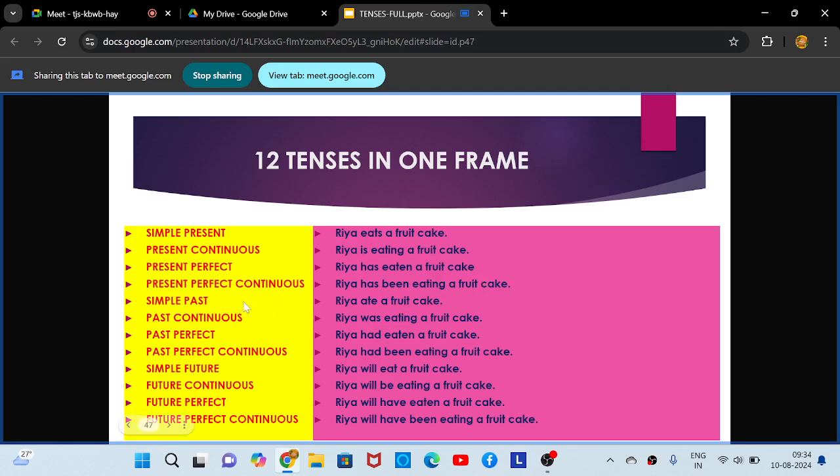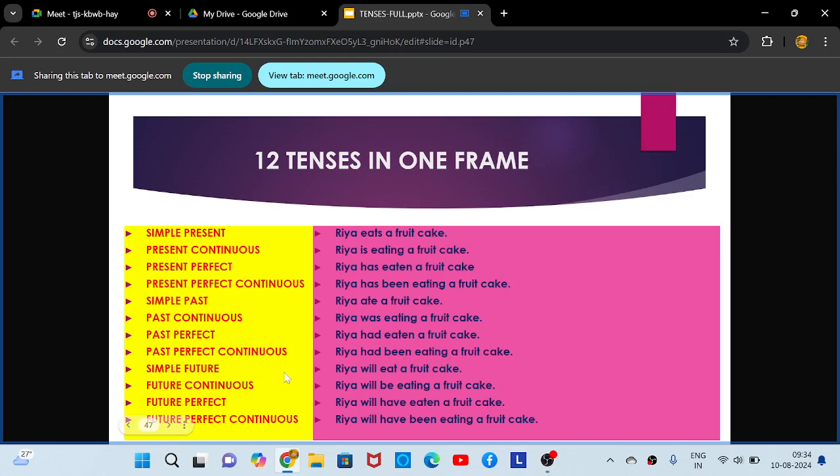Now moving to simple past. Ria ate a fruit cake. Past continuous. Ria was eating a fruit cake. Past perfect. Ria had eaten a fruit cake. Subject plus had plus V3 plus object. Okay. And past perfect continuous is Ria had been eating a fruit cake. Subject plus had plus been plus V1 plus ing plus object.